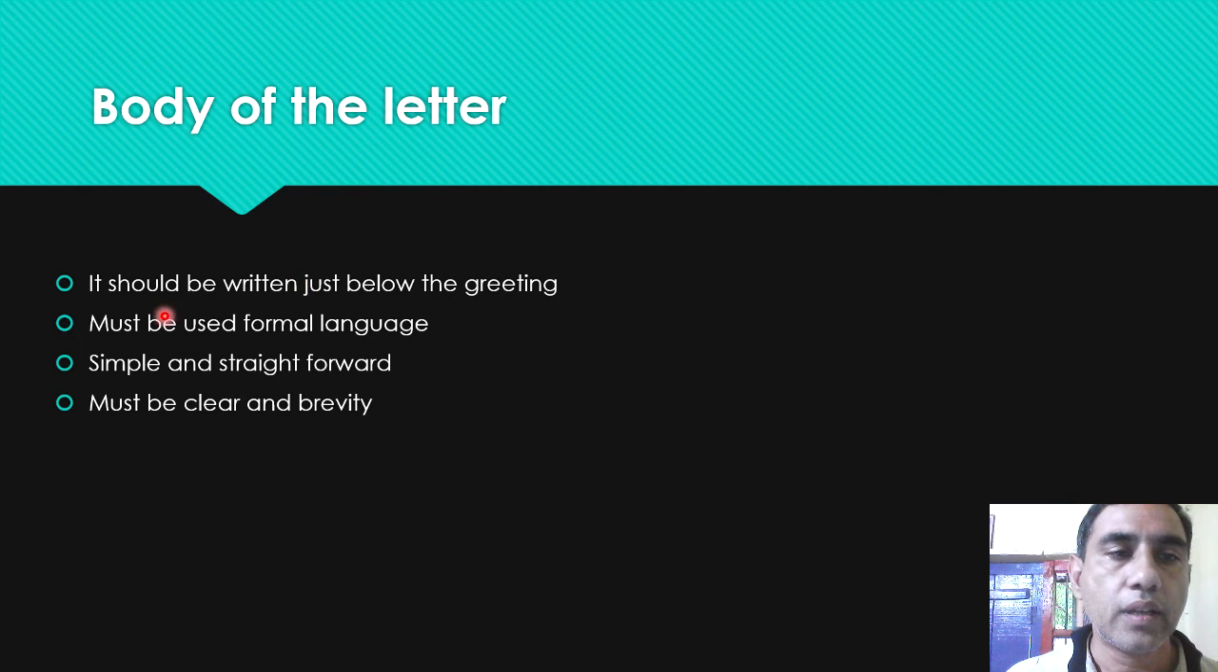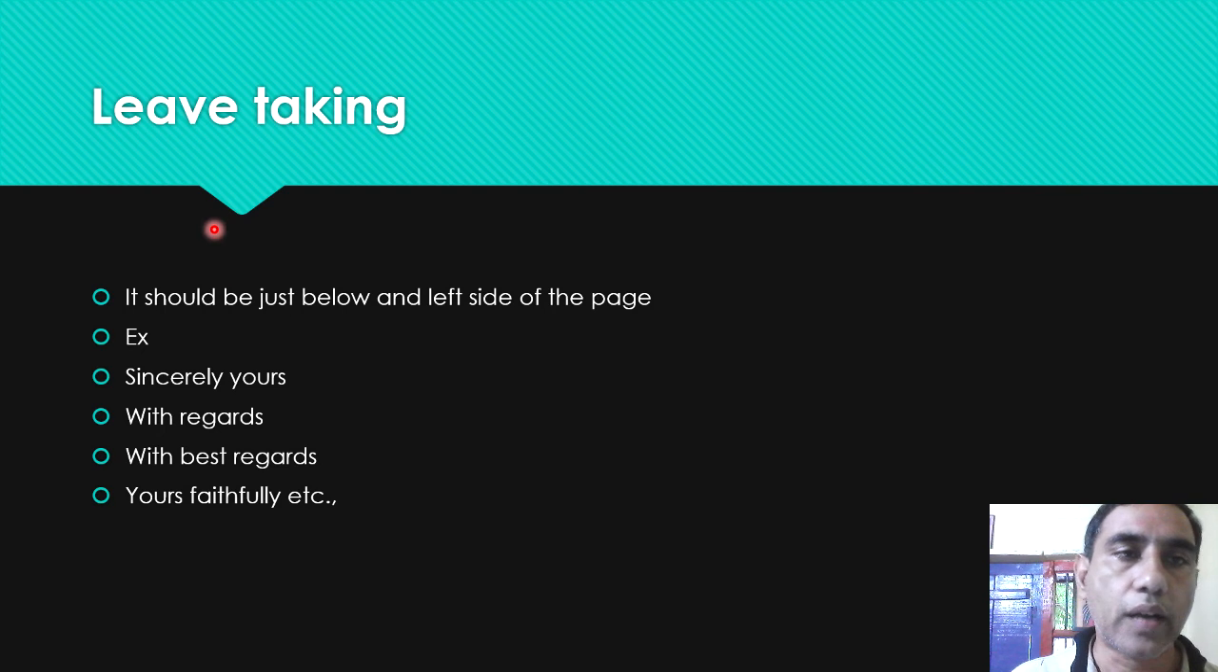Next, the body of the letter. It should be written just below the greeting. Here I want to mention one thing, my dear children. Prior to it, sometimes we have to write attention or subject. You must use formal language. Remember a few important things here: the body of the letter must use formal language, no casual language, no general day-to-day language. Simple and straightforward. Business people are very busy. They have very little time, so they won't read the whole letter. So we must convey our need in a simple and straightforward way. It must be clear and have brevity. I have already explained the meaning of brevity: short and clear.